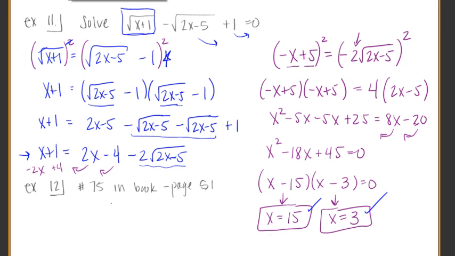It's just however many radicals is how many times you have to go through this whole process of isolating, squaring, isolating, and squaring. Okay. All right, let's go to example 12.